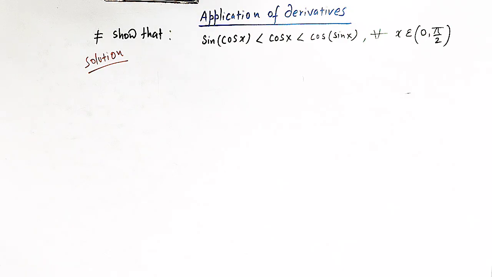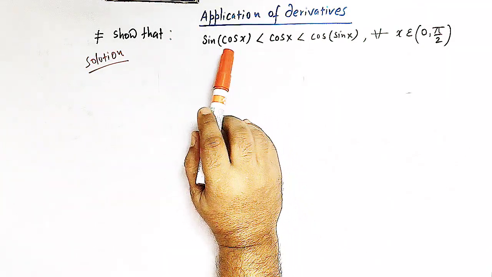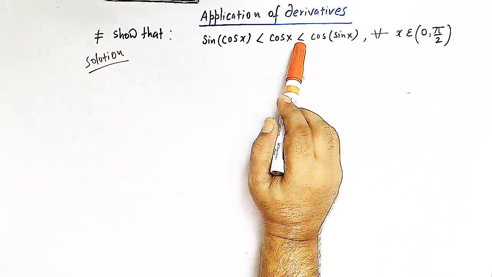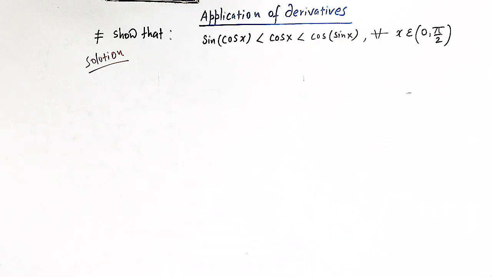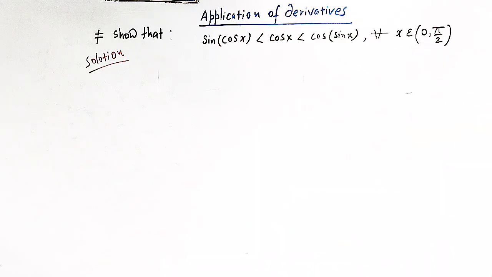Hello viewers, in today's session we are going to discuss an important inequality from application of derivatives. Here we are going to prove this inequality, which is sine of cos x is less than cos of x, and it is further less than cos of sine x, for all values of x belonging to the open interval 0 to pi by 2.